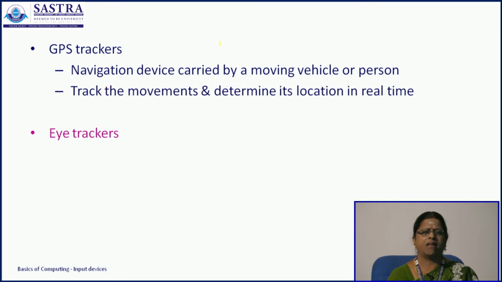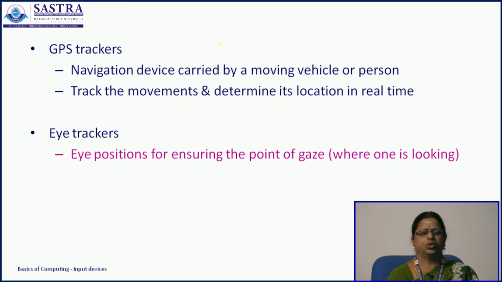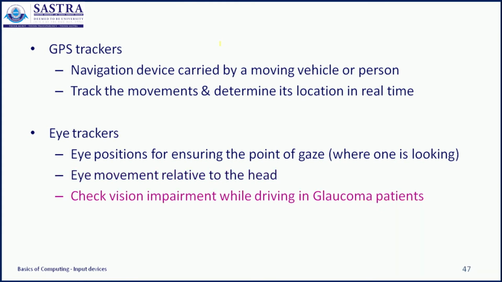We also have eye trackers, which is used to get the eye positions for ensuring the point of gaze, in the sense where one is looking, and also the eye movement relative to the head. This is used to check the vision impairment while driving in the case of glaucoma patients. We also have thought trackers which are used nowadays, which is able to identify what we think and respond accordingly.